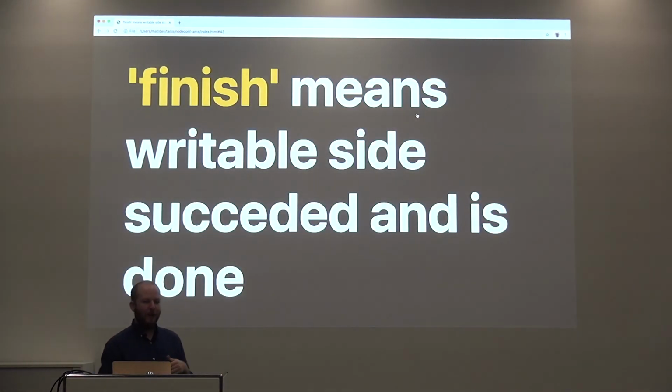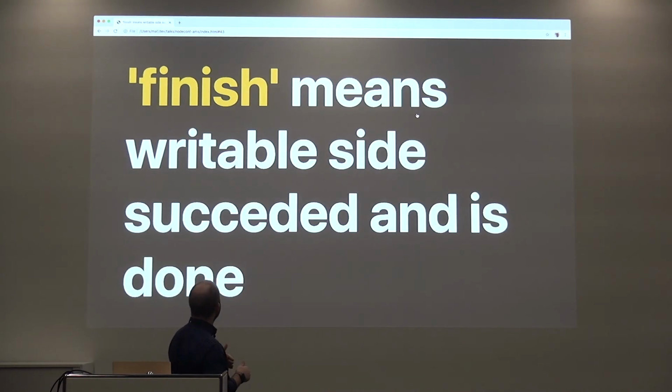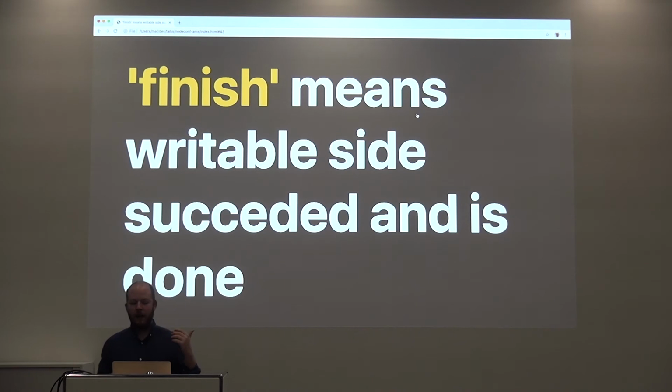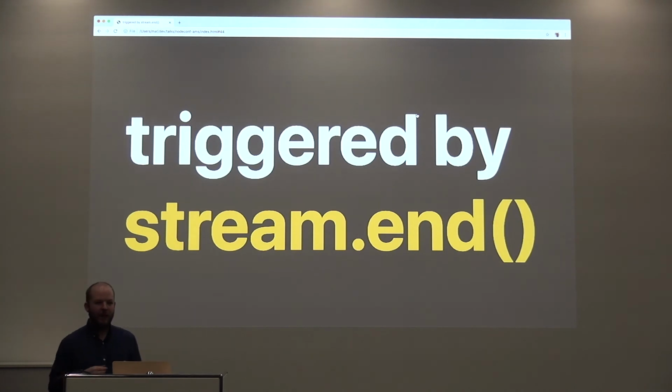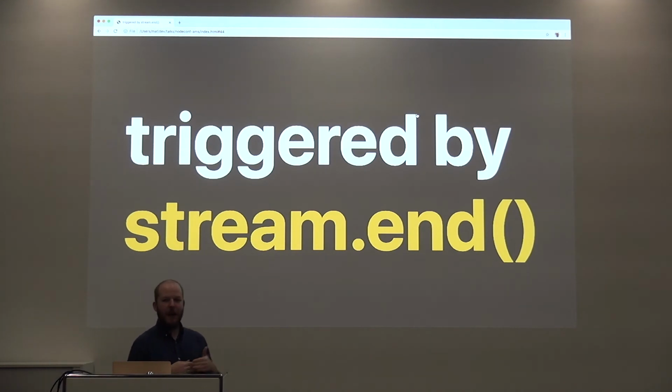Yeah, this is actually pretty funny. The finish event doesn't mean that it's from Finland. It means that it's writable, and the writable side has succeeded. Every write has been flushed, and it's done. I guess we need another word to sound like end, so we are like, let's finish. And the best part is that it's triggered by calling stream.end. So if you call the end method, it doesn't trigger an end event when it's done. It triggers a finish event.